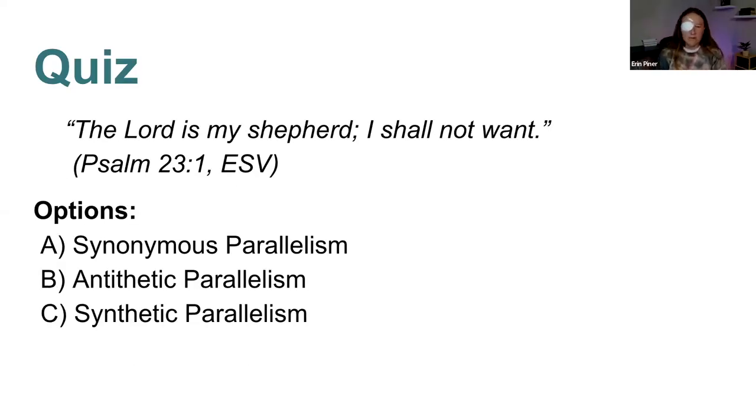All right, next. The Lord is my shepherd, I shall not want. I'm going to go with C on this one. That's what I was leaning towards. Yes. And here's a little tip. Whenever you want to ask, is this synthetic or synonymous, you can ask, could I put the word therefore in the middle? If you can plug in the word therefore, the Lord is my shepherd, therefore I shall not want, is it explaining the causality? That's probably synthetic. Excellent job, ladies. Well done.